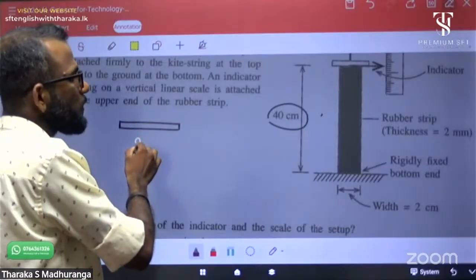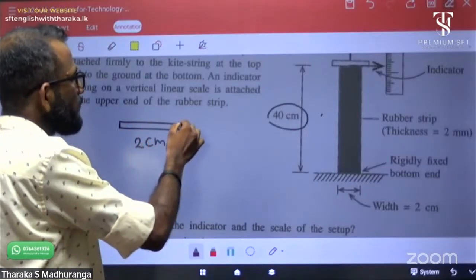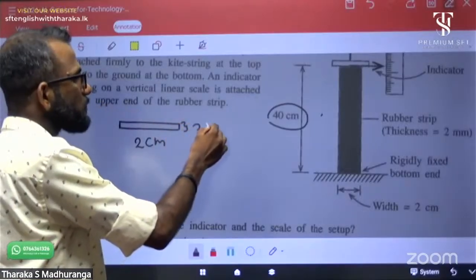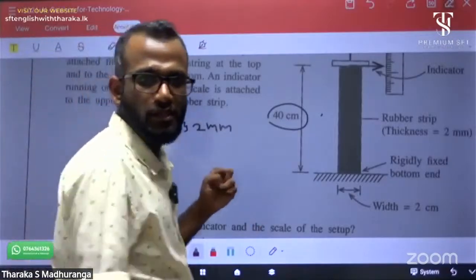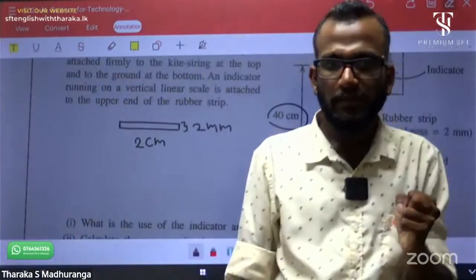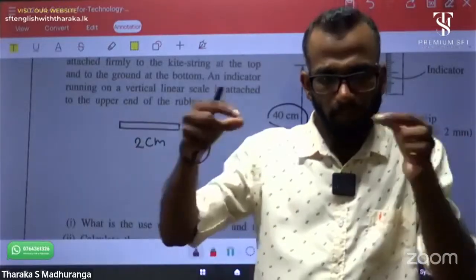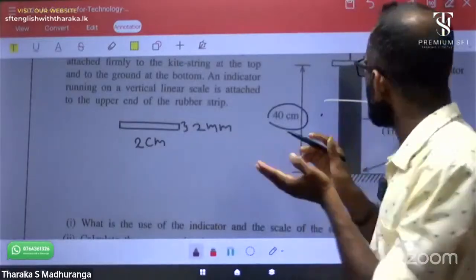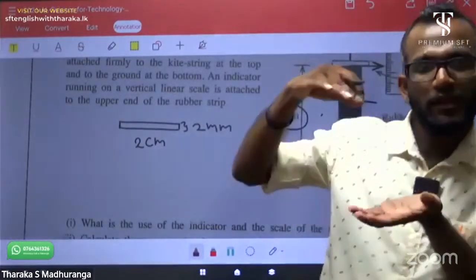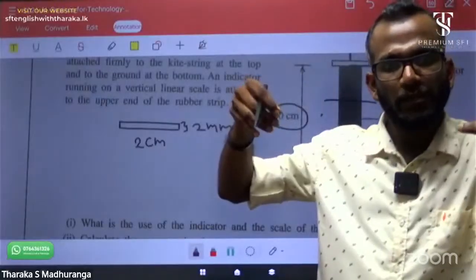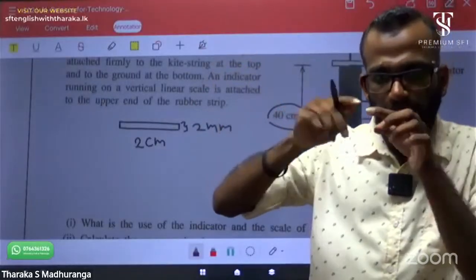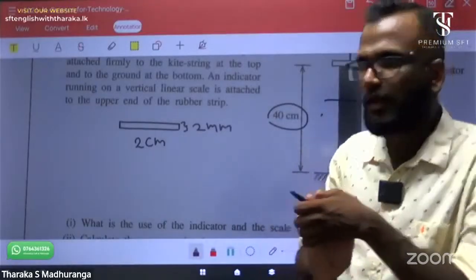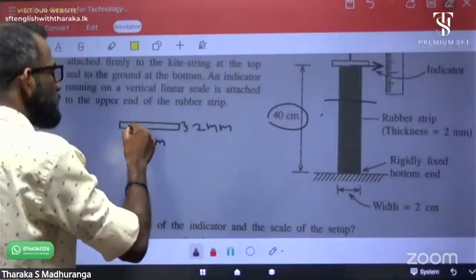It is 2 centimeter, right? And what is the width? 2 millimeter. Are you good? This is a cross section. The width is 2 centimeter and the thickness is 2 millimeter. The cross section is a rectangle. Understood? Okay, this is a cross section.